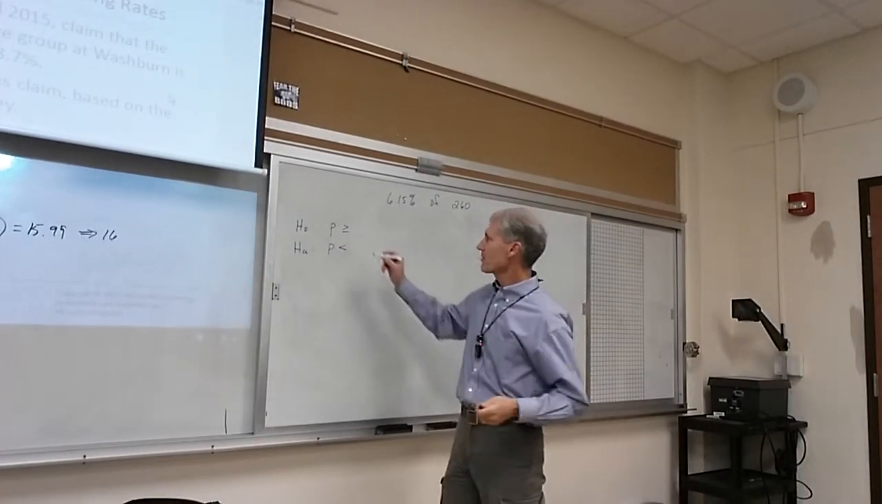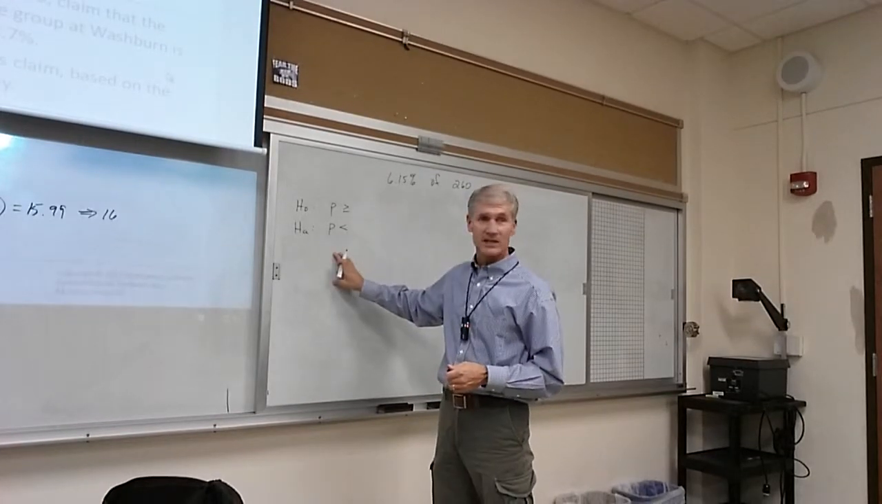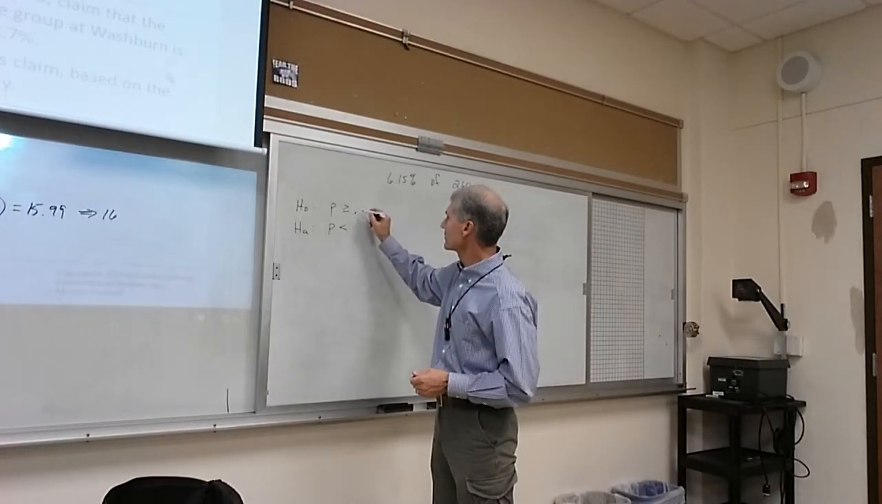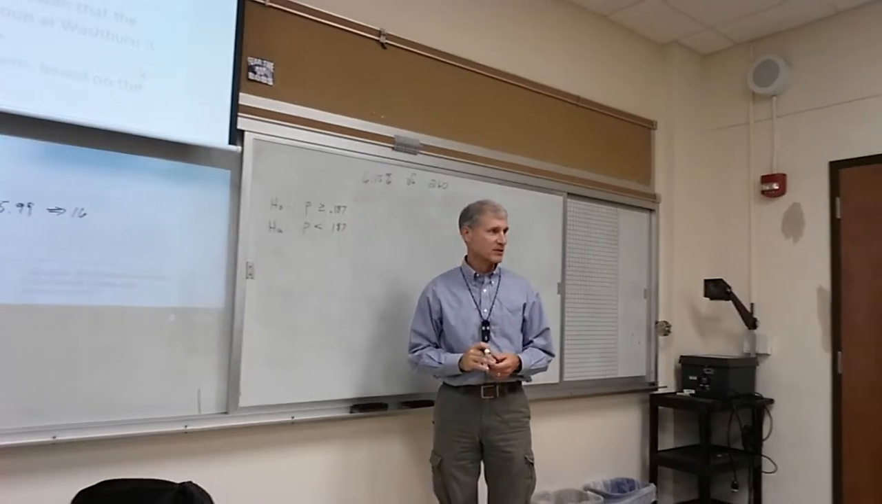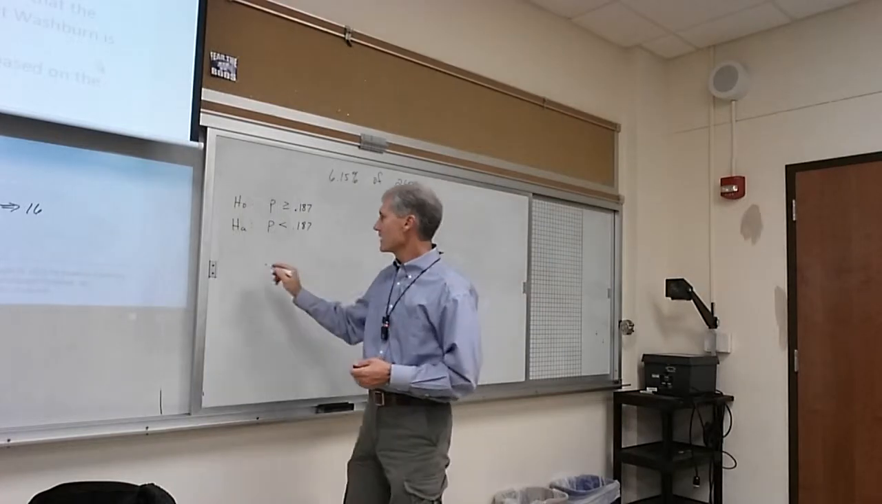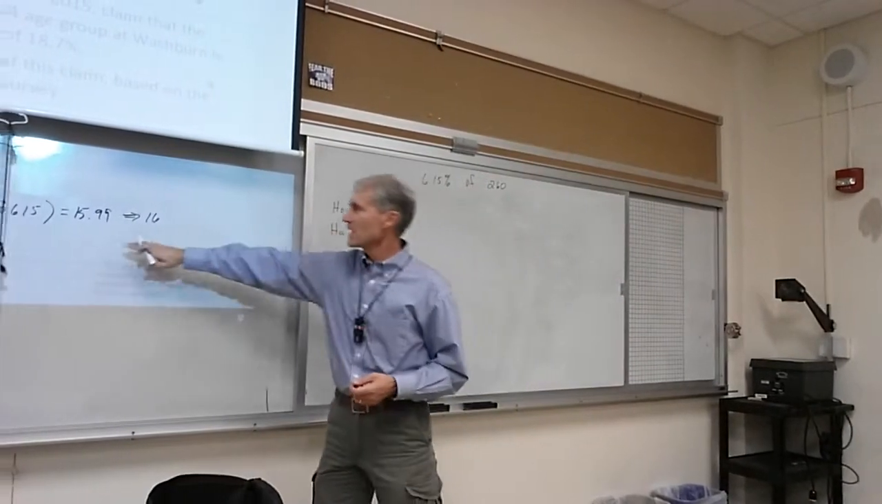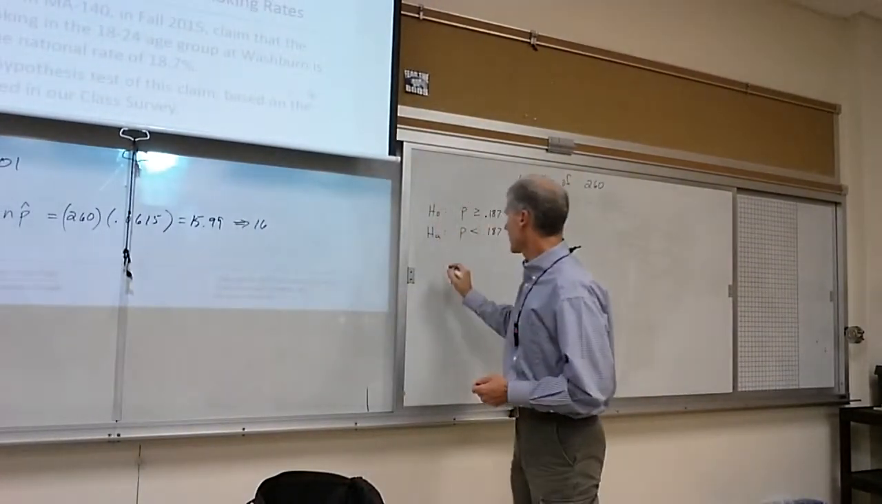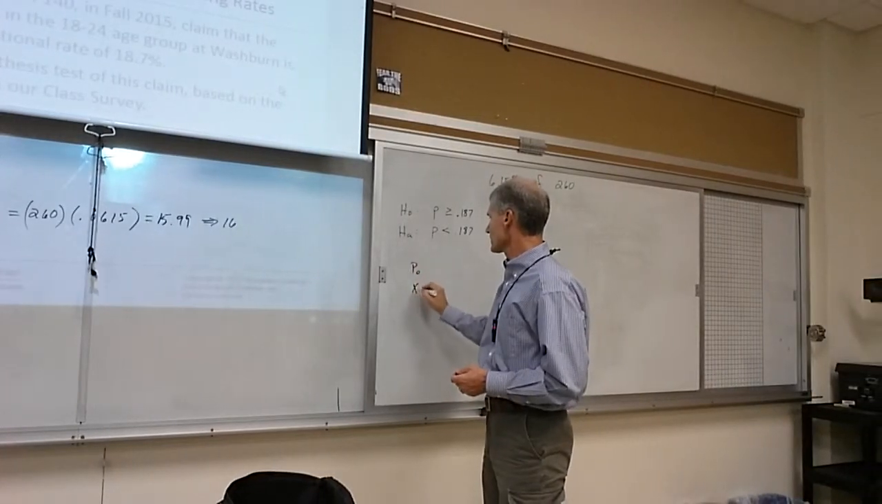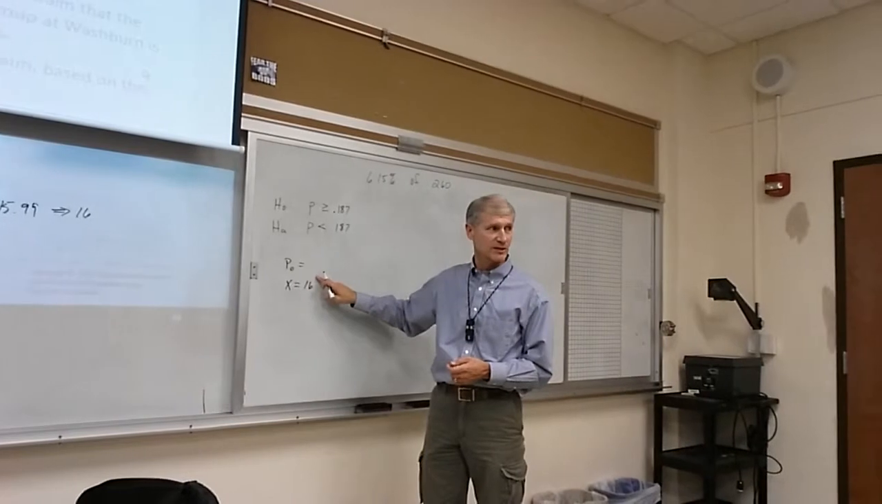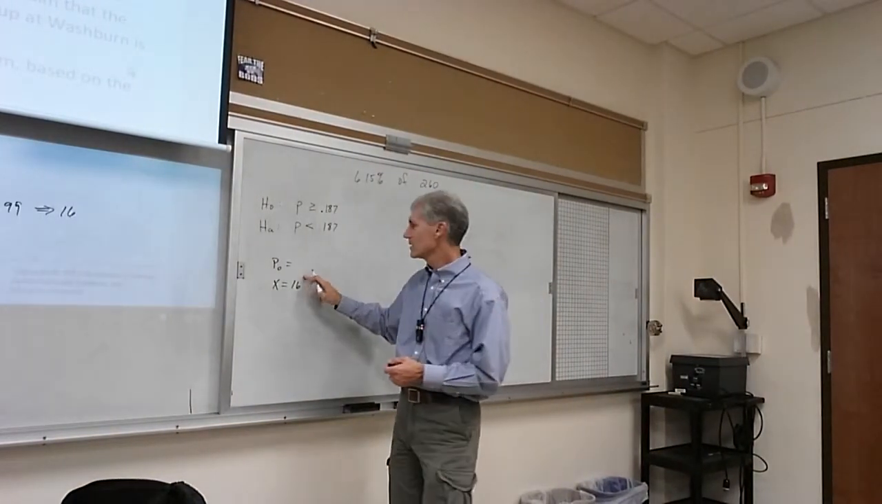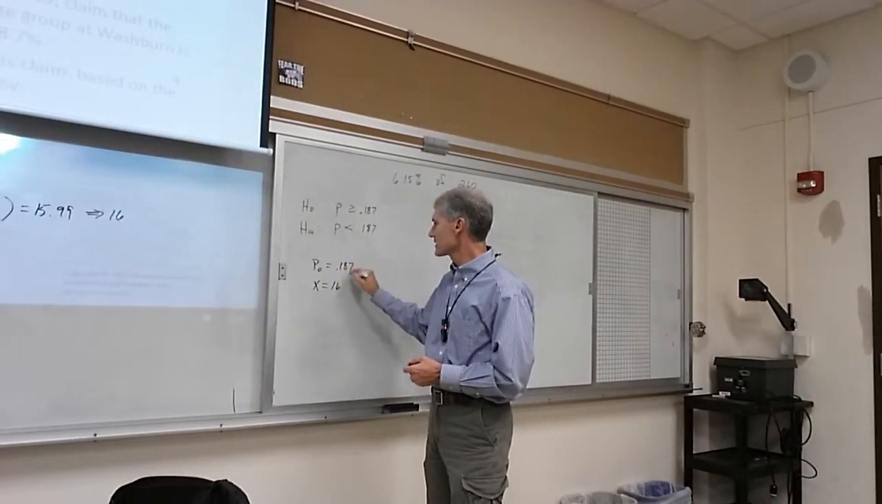The null and alternative hypotheses look like they were on the last one we did, but it's 0.187, right? Because that was the national average. And then X, we just did X. On your calculator, X is 16. And I jumped over P0. What is P0? 0.187.